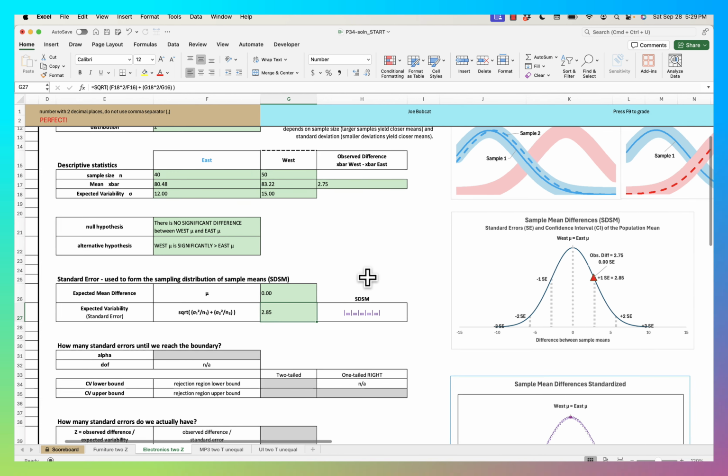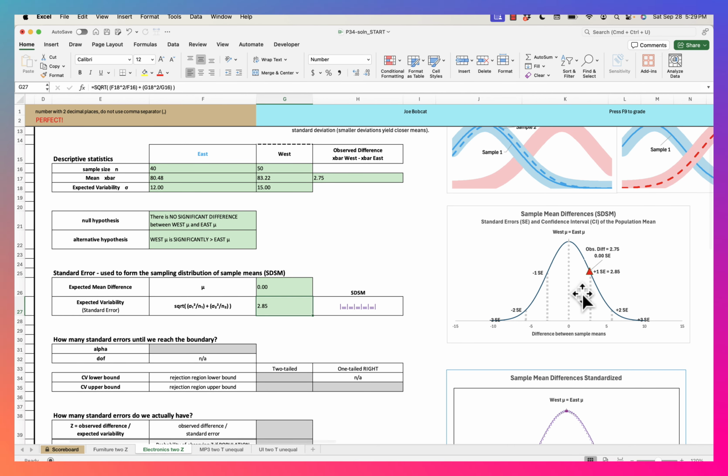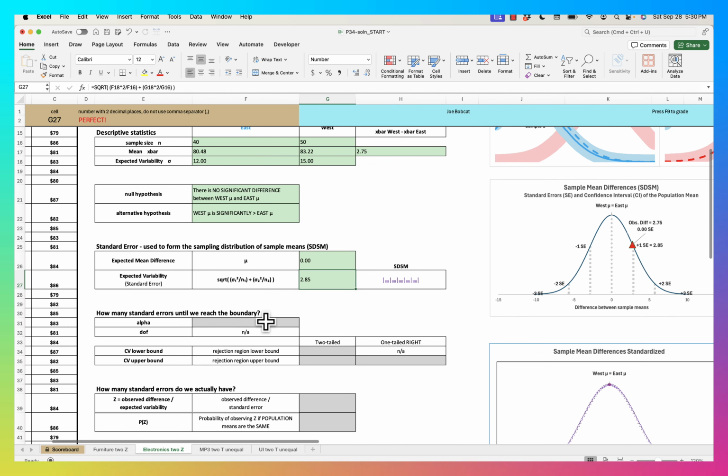If we look here, we can already get an idea of what's going on. So the observed difference was 2.75. Where that fits is it does seem to be in sort of the flow. It's about one standard error away, because the standard error is 2.85. So that does not look like a reject. We're not out here in the tail. We're sort of in the thick of things. But let's keep going just to make sure.